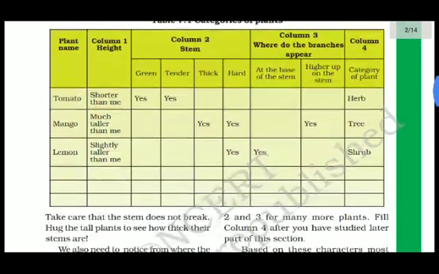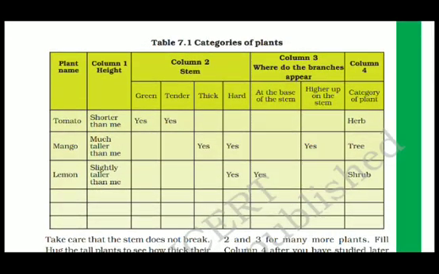The table we are going to do. So if you look at it, you can leave the fourth column and you can do till the third column. So you are going to draw this table in your notebook and you are going to do this. So first you have to write the plant name. In column 1 you will write the height, and then you will observe the stem and see if it is green, if its color is green, if it is tender, thick and hard. And then you will look at where the branches are coming from. Some plants will have branches at the base of the stem and some will have the branches higher up on the stem. So we are discussing this.